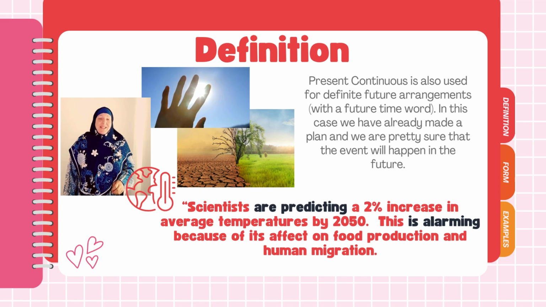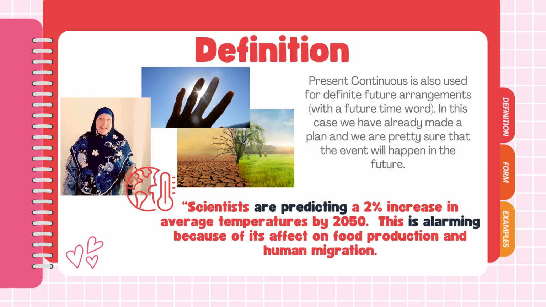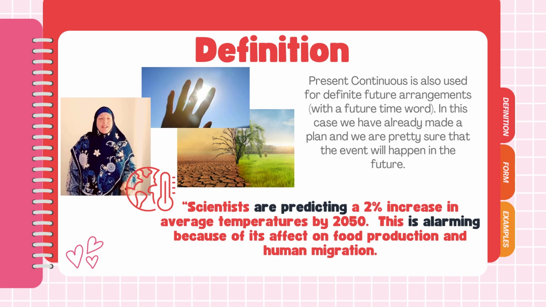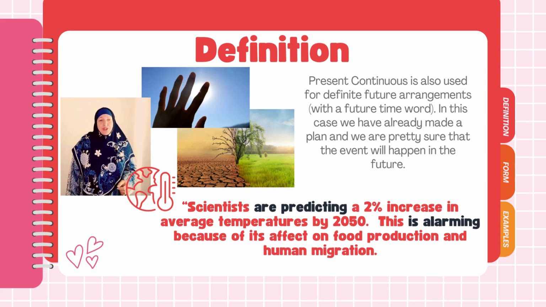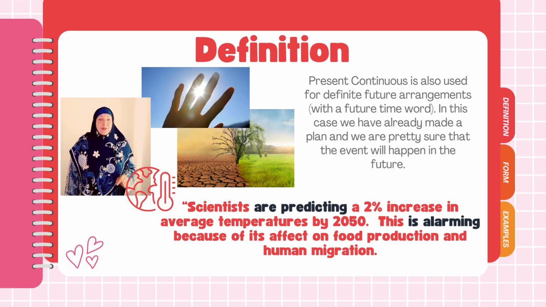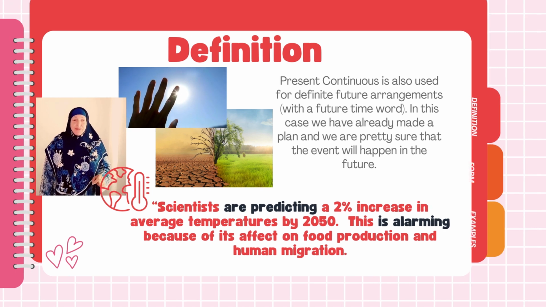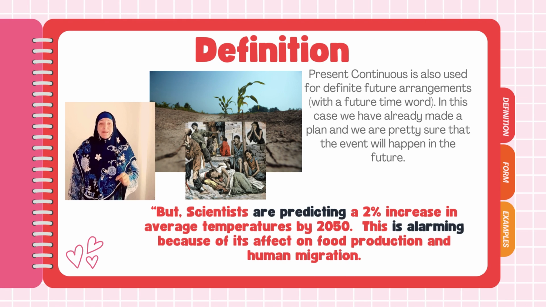Present continuous is also used for definite future arrangements. And they use a future time word. In this case, we have already made a plan and we're pretty sure that the event will happen in the future. Scientists are predicting a 2% increase in average temperatures by 2050. This is alarming because of its effect on food production and human migration.